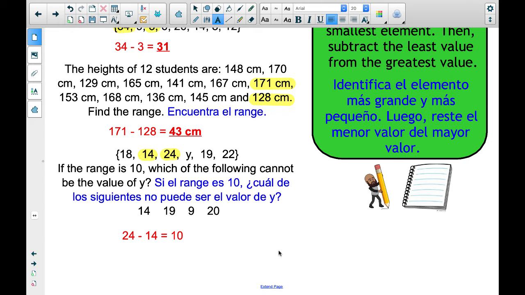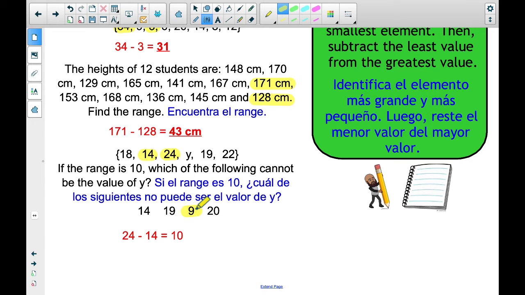So what I need to do is I need to pick a value that is not less than 14 and not greater than 24. Because if I pick a number that's greater than our largest value or less than our smallest value, it is going to spread out the range, okay? So in this case, which of the following cannot be the value of y? Well, if y was 14, my smallest value would still be 14 and I would get 10. That's okay. If I picked 19, my smallest value would still be 14 and my greatest value would still be 24, so that wouldn't change anything.